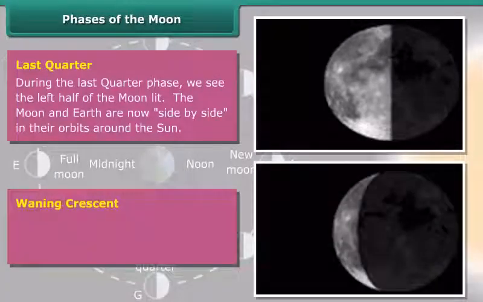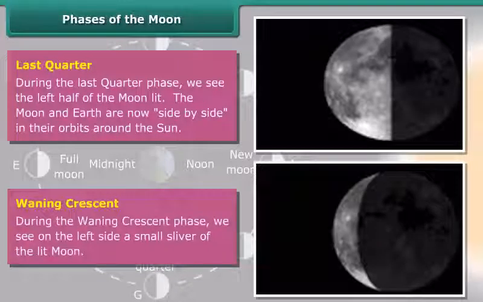Waning crescent. During the waning crescent phase, we see on the left side a small sliver of the lit moon.